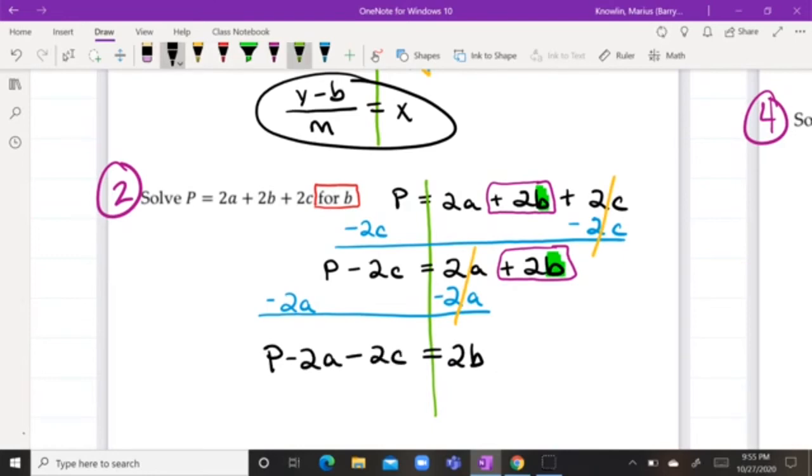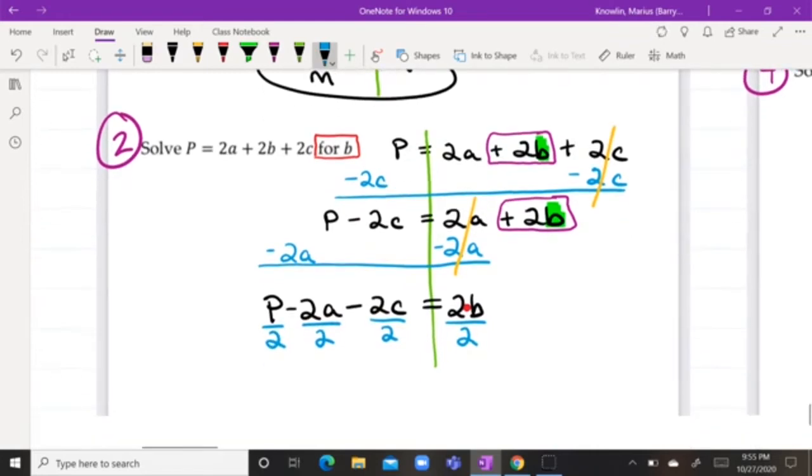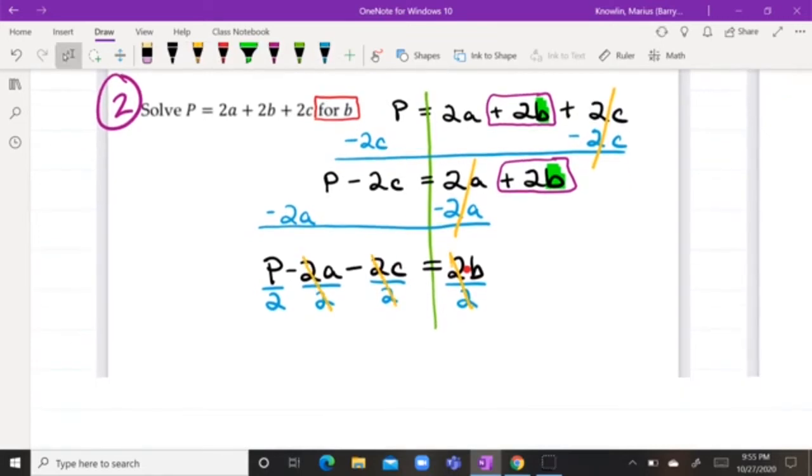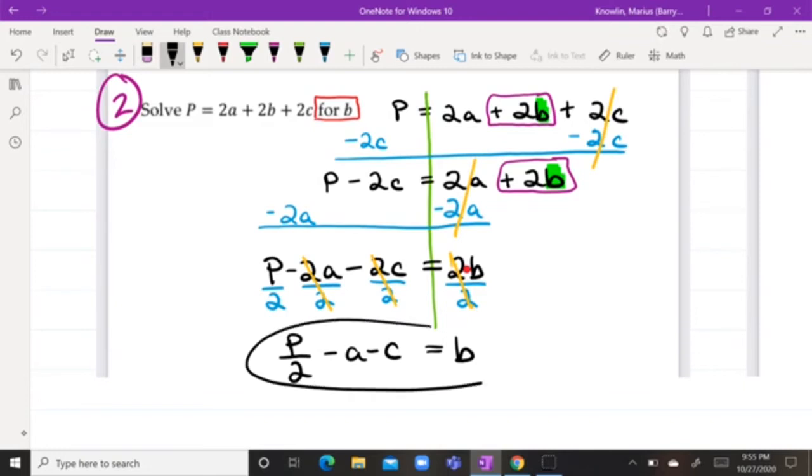And now the last step, and if you don't remember that this is really 2 times b, so now I just want to divide everything by 2. And let's take a look at what's going to happen here. The 2's cancel out here, 2's cancel out right there, and the 2's cancel out right there. So we have different ways we could actually write this answer here. We're going to say b equals p divided by 2 minus a minus c. And that would be our final answer.